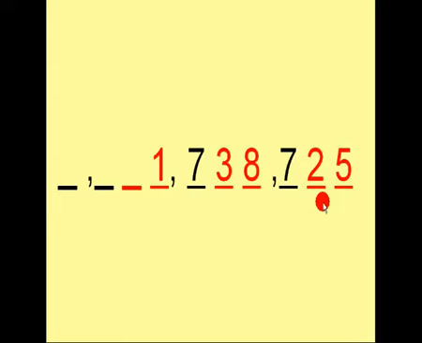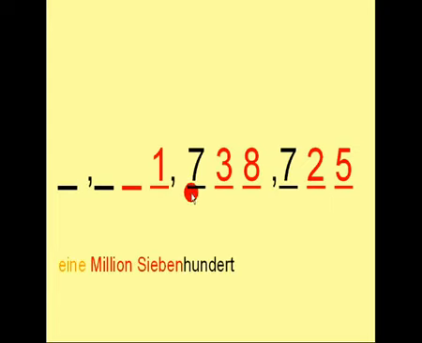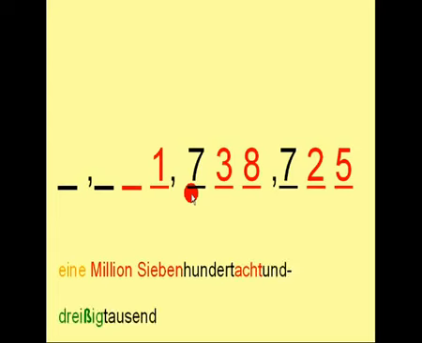1,738,725 is translated into 1,700,000. That's the next one. Then comes 38. In German 38,000. 38,000, you know. And then it continues with 725.